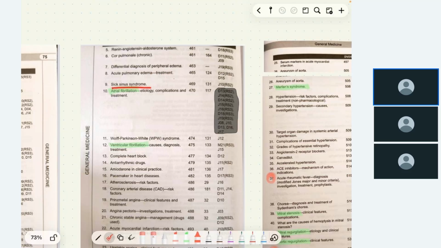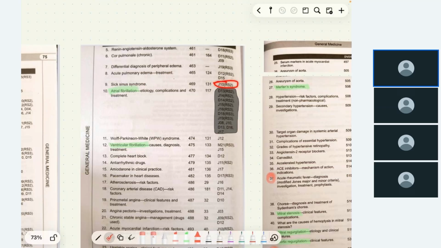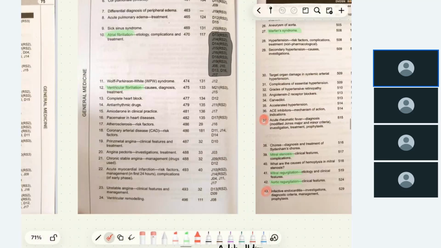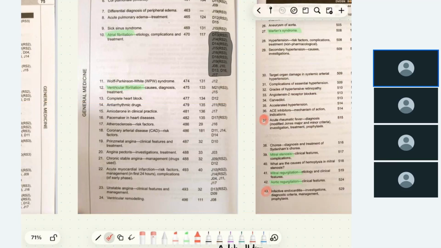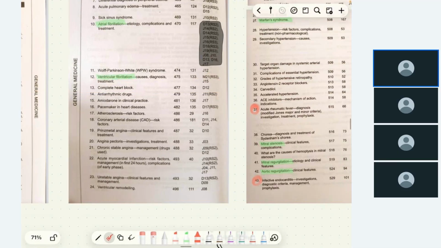Sick sinus syndrome, it's asked only once and it is asked as a 3-mark question. I'll mention it at last after talking about atrial fibrillation and ventricular fibrillation. Atrial fibrillation, you see, it has been asked many times as a 5 marker and one time as a 10 marker. So atrial fibrillation will be starting shortly. We have ventricular fibrillation as twice. We'll see it. Only 5 to 6 lines are there about it in the textbook.